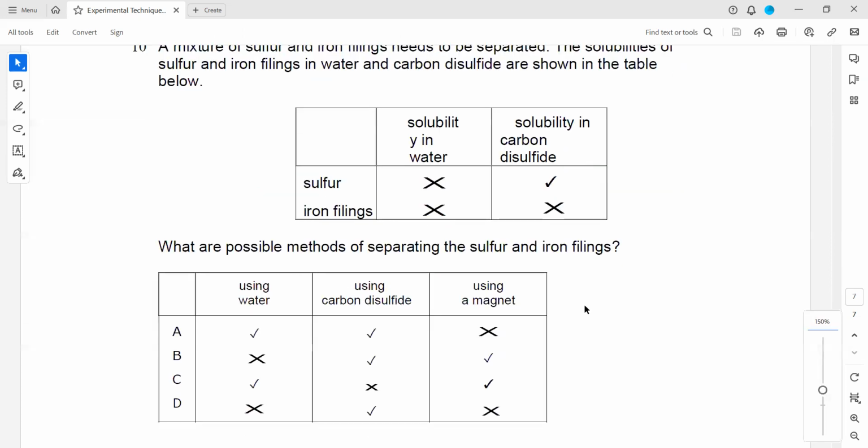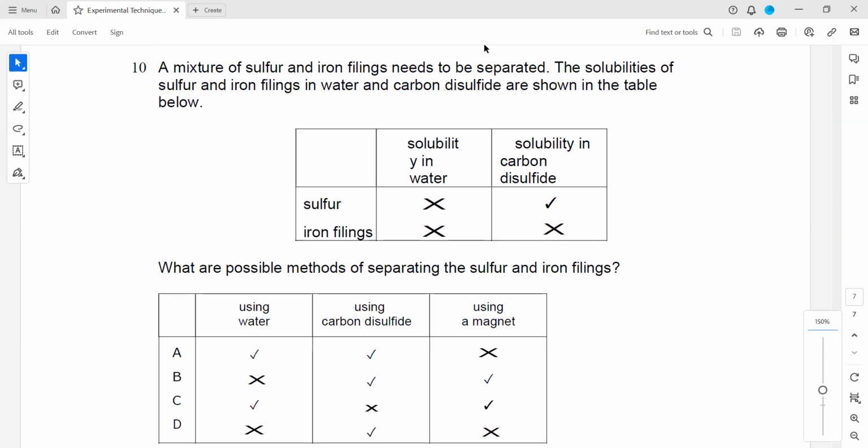A mixture of sulfur and iron filings needs to be separated. The solubility of sulfur and iron filings in water and carbon disulfide is shown. In water, the sulfur is insoluble, it does not dissolve, and iron filings also do not dissolve. In carbon disulfide, the sulfur will dissolve and iron filings do not dissolve. What are the possible methods of separating sulfur from iron filings? Using a magnet. If you use a magnet, it will work. Why will it work? Because iron is a magnetic material.